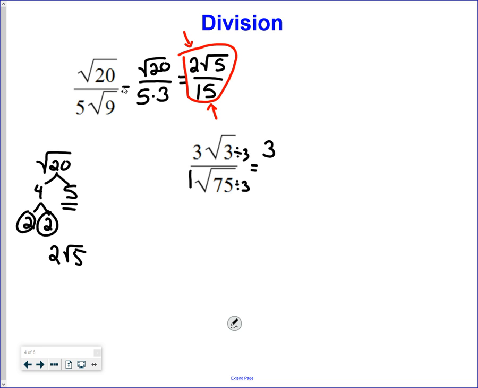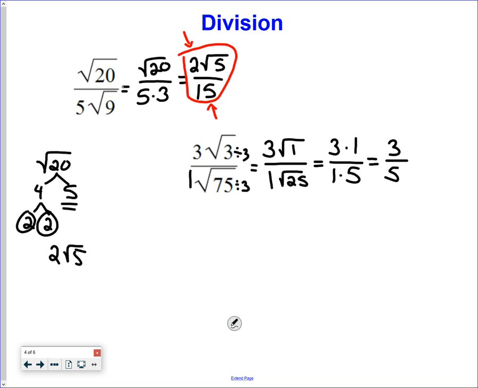So this becomes 3 rad 1, and then I have a little 1 out front. 75 divided by 3 is 25. Okay, the 3 goes along. The square root of 1 is 1. The bottom is 1 times the square root of 25 is 5, so that is really 3 over 5. Do you see how we did that, hopefully? Okay, we're almost there. You can see it on the sheet.